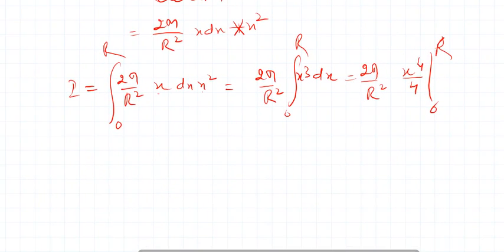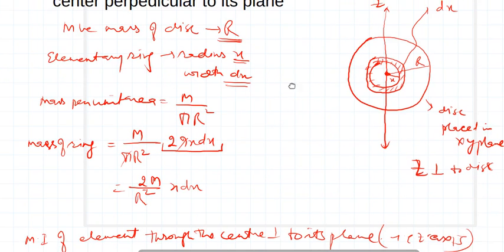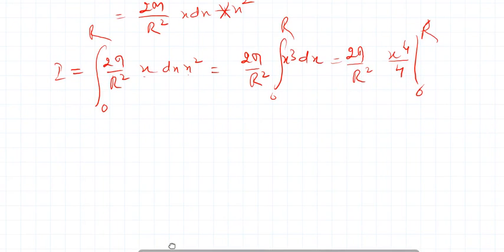So let us have a look at the diagram, because x is varying from 0 to r, right? This is the radius of the disk and it varies from 0 to r. So that's why I am integrating it from 0 to r. So it is equal to 2m over r square into r to the power 4 over 4.